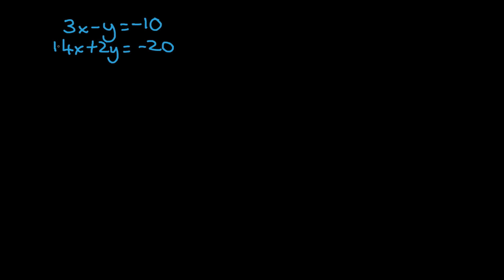So with substitution, again, we label our equations. Equation 1, equation 2. Now, what we need to do with this system is isolate x or y on one side of the equation here. So because this has a coefficient of 1 in here, it would be simplest for us to do that. So subtracting 3x from each side, we have a new form of equation 1, which is negative y is equal to minus 10 minus 3x.